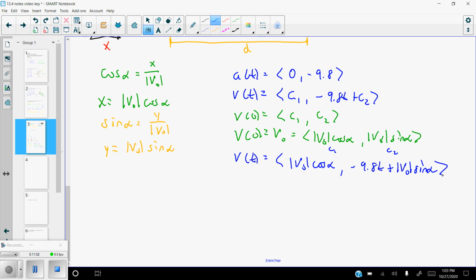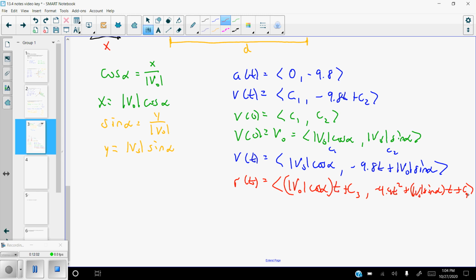Okay, we're still trying to work back to a position vector, however. So we need to take an antiderivative of the velocity vector to get r of t. Okay, so let's do that. The antiderivative of the x component is just going to be tacking on a t there, plus some kind of constant. So initial velocity's magnitude cosine of alpha times t plus, we'll call it C3 in this case. And then the same thing here, except now we've got negative 9.8 t. The antiderivative, that's going to be t squared. So negative 9.8 divided by 2 is negative 4.9 t squared, plus magnitude of the initial velocity sine of alpha t plus C4, we'll call it.